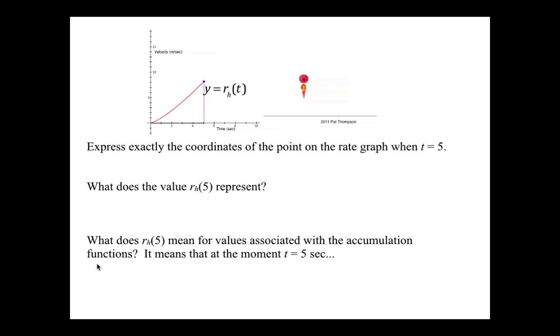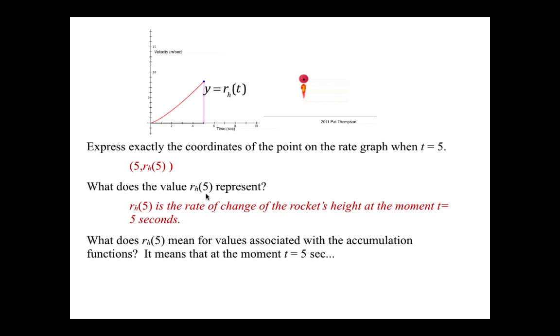So r sub h of 5 represents the rate at which the height of the ball is, well, increasing in this case. It's the rate at which the height is changing or varying in the moment when t equals 5. I don't want to say it's instantaneous because, if you haven't moved anywhere, you aren't changing. Like in this picture right now, nothing's happening.